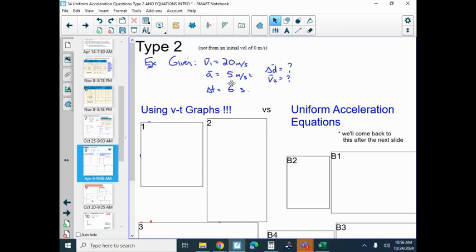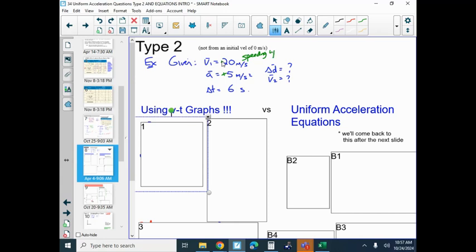Type 2. We're on to type 2. So we're going to give you the initial velocity. We're not going to give you the final velocity anymore. You're going to have acceleration instead and time. Okay, so VT graph method. Let's do it. So you're going to draw a 20. Notice how these are in the same direction here. So we've got a positive and a positive. So you can tell that it's speeding up.